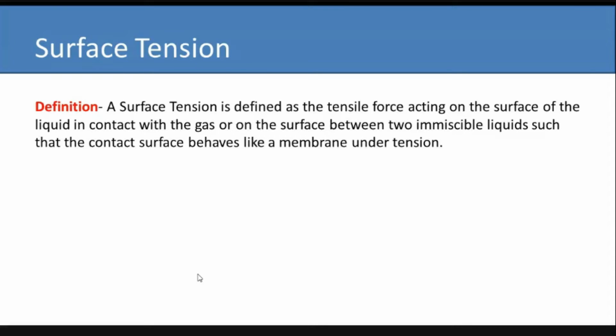So surface tension is nothing but the tensile force acting on the plane surface of the liquid in contact with either gas or on the surface between two immiscible liquids, such that the contact behaves like a stretched membrane or membrane under tension. Okay. Now I had just read the definition. First, now we are going to understand what is surface tension.